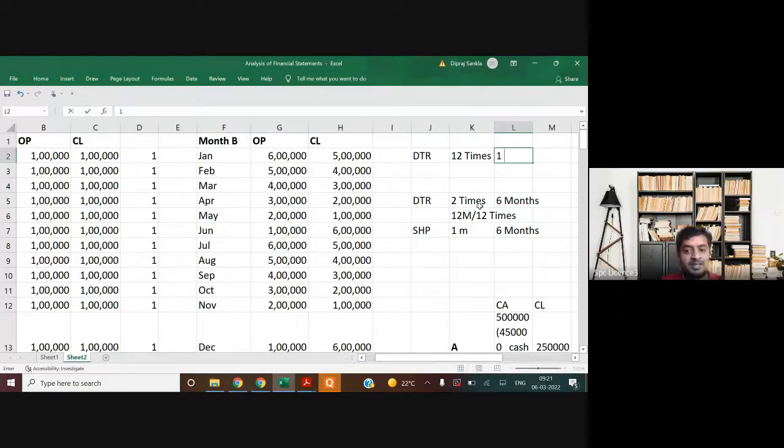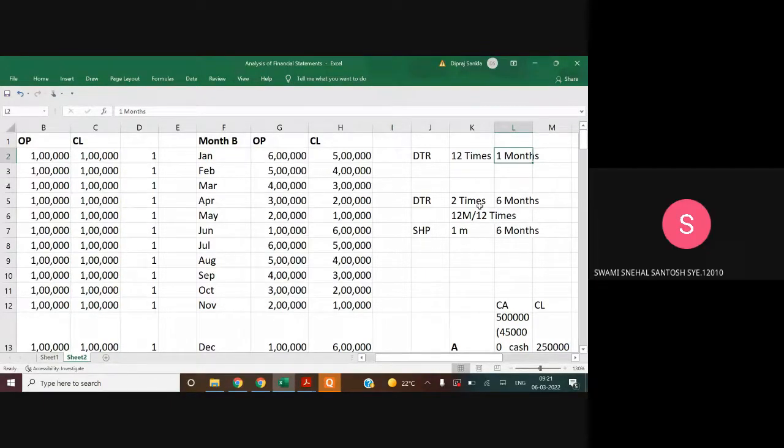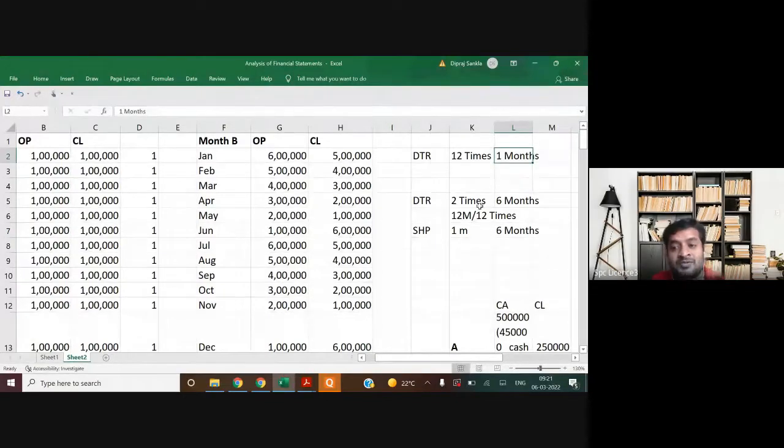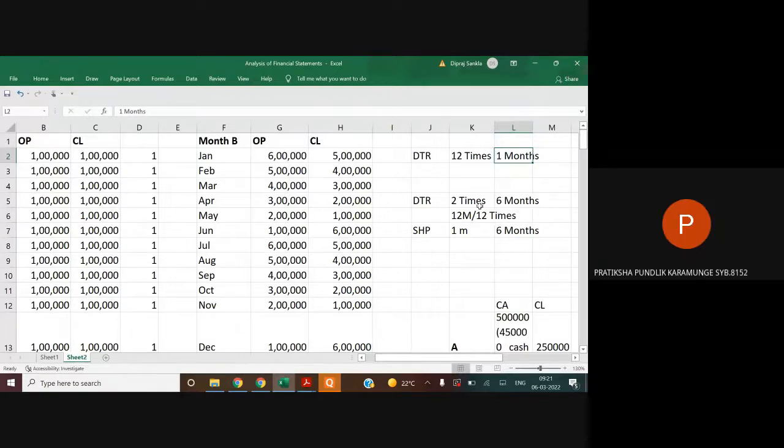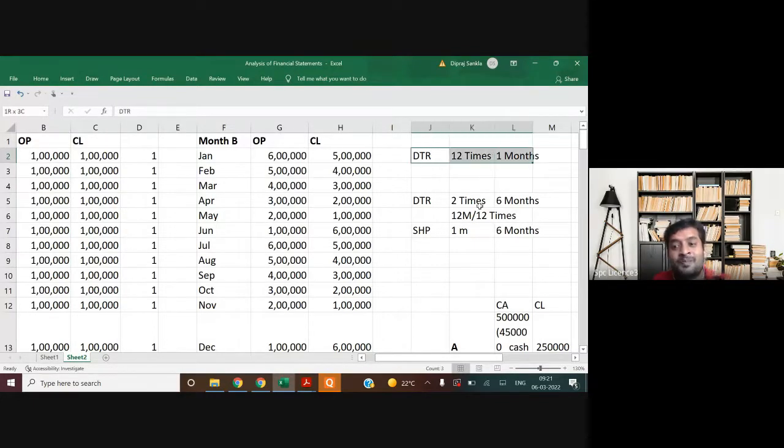But in A company it is only 1 month. For 1 month only debtors are remaining outstanding in A company, but in B company they are remaining outstanding for 6 months. So here, which company's debtors are more liquid? A company's debtors or B company's debtors? A company. Which company's debtors are promptly converting into cash? A company. So, the higher the ratio, the better it is.